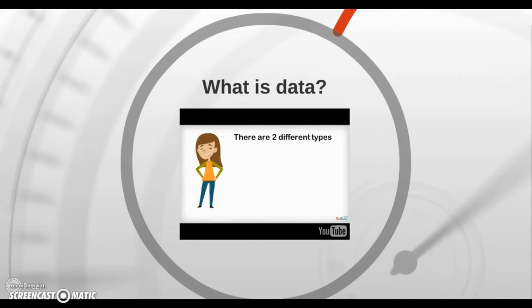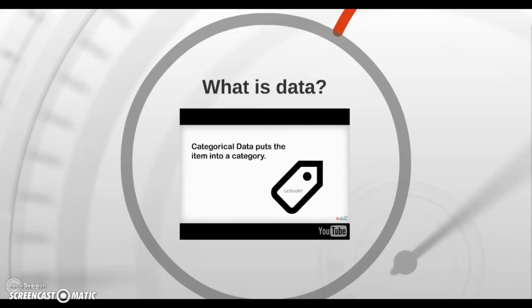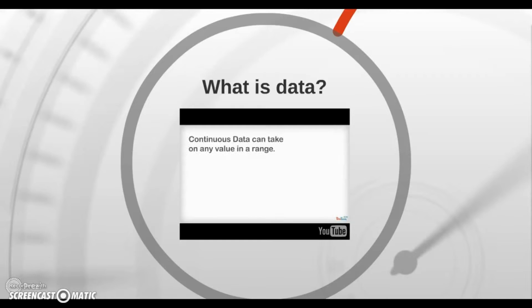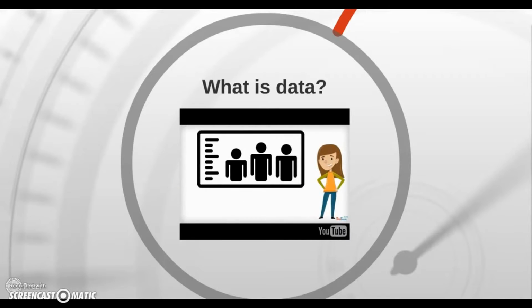There are 2 different types of quantitative data. There's categorical data that puts the item into a category. For example, if we have a box of shirts, we might collect shirt size data with categories such as small, medium, and large. There's also continuous data. This is numerical data that can take on any value in a certain range. For example, height.